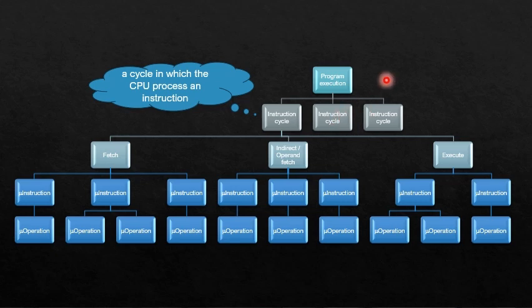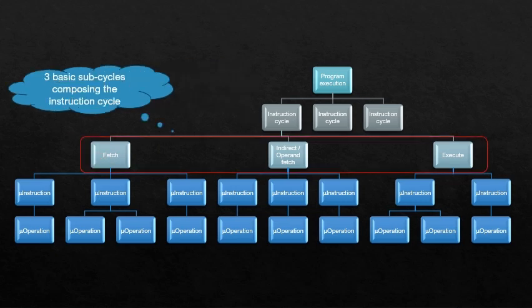For example, if there are 3 instructions, then the execution actually consists of 3 instruction cycles, one instruction cycle for each instruction. So what is an instruction cycle? It's a cycle in which the CPU processes an instruction. It generally consists of 3 subcycles, which are the fetch subcycle, the indirect or operand fetch subcycle, and the execute subcycle.